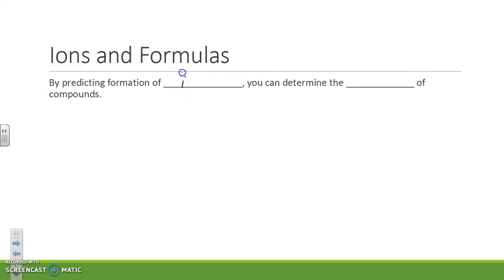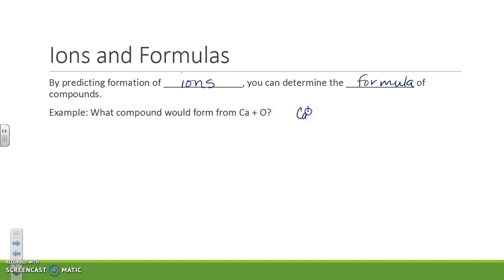Okay, so ions and formulas. By predicting the formation of ions, you can determine the formula of a compound. Example: what would the compound be if we had calcium and oxygen put together? Calcium from the periodic table makes a +2 charge, and oxygen makes a -2 charge. So how do we figure out the formula?